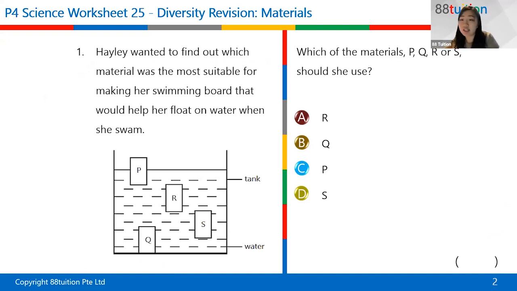First question: Haley wanted to find out which material was the most suitable for making her swimming board that would help her float on water when she swam. Grace, which of the materials should she use? C. Yes, the answer is C, which is P. If you look at this, P is floating. If you read the question carefully, it's to help her float on water when she swam, so it must be something that can float. Very good.